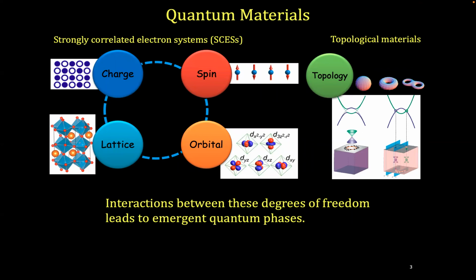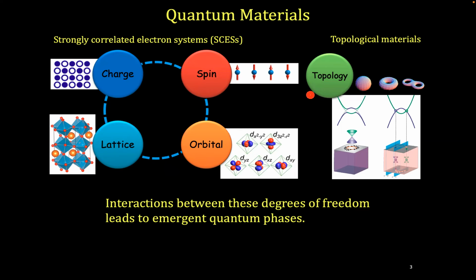I think we all know that quantum material research is a very hot topic. To give you some idea, we are in the strongly correlated electron system business. In these systems, charge, spin, orbital and lattice are degrees of freedom. They interact strongly with each other, and that gives you a lot of novel properties.